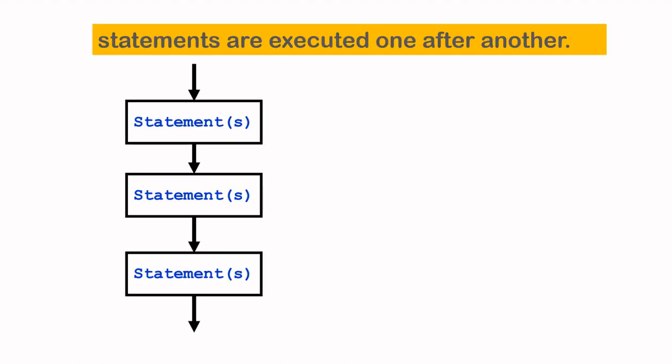So let's take a look at sequence. Sequence basically shows us that the statements in the code or in the program are executed one after another, as shown here by this flow chart. Here we have statement or statements executed, the next one, statement or statements executed, and same here. You notice there are no conditions attached. The statements are simply executed one after another.